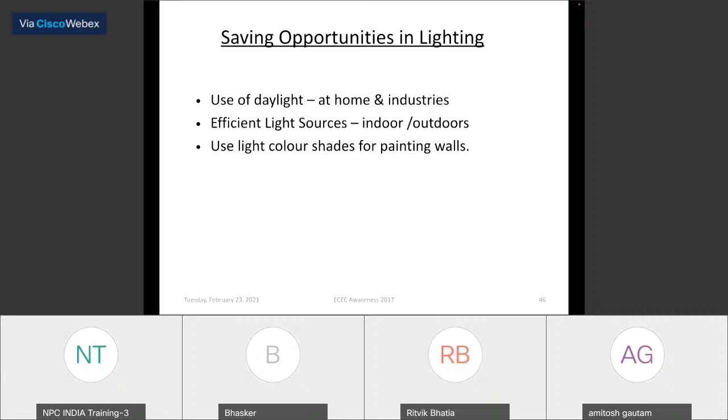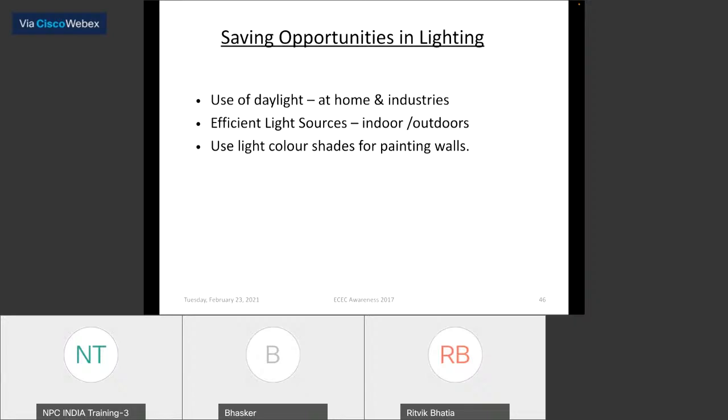Use light color shades for painting the walls. Please do this, because I have seen in many TV episodes where the saas and bahus are there, no? They keep such a dark color shade in their houses, and a lot of light is being absorbed by the dark color shades. So please put at least a light color shade at your home so that light is taken care of. Task lighting for study and office work can be used.